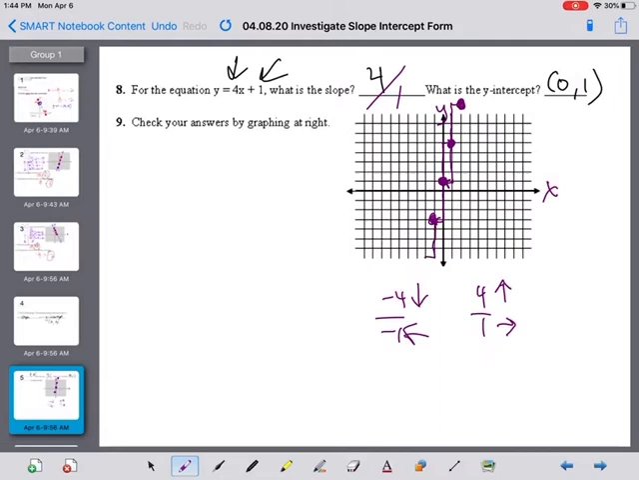I'm going a little further than you have to. But there you go. And then you connect the line to include all the decimal answers in between. So there's the line.